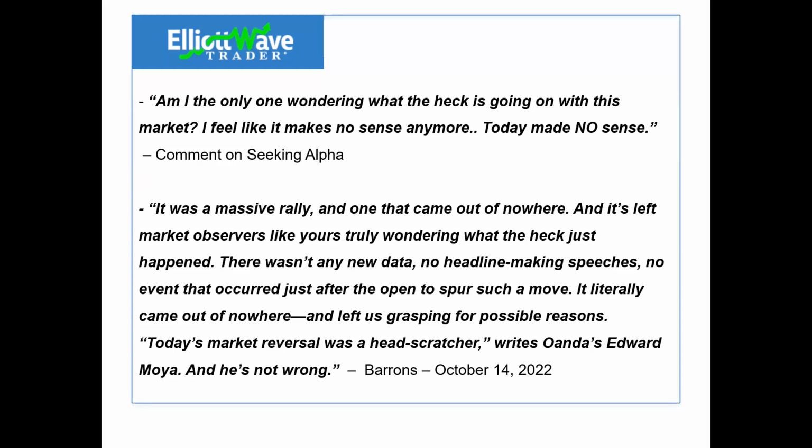It was a massive rally, one that came out of nowhere. And it's left market observers like yours truly wondering what the heck just happened. There wasn't any new data, no headline-making speeches, no event that occurred just after the open to spur such a move. It literally came out of nowhere and left us grasping for possible reasons. Today's market reversal was a head-scratcher.